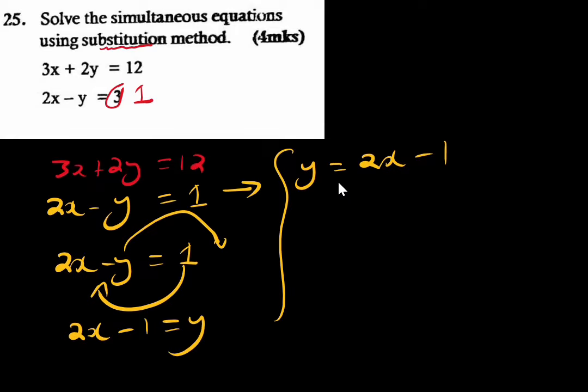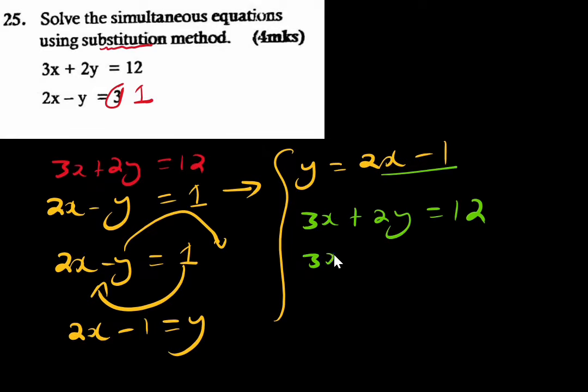Then I come and substitute in the first equation. Where I have y, I put y is equals to 2x minus 1. So where I have y, I put 2x minus 1. So taking the first equation here, we have 3x plus 2y is equals to 12. So where we have y, I put 2x minus 1. That's what we call substitution method.